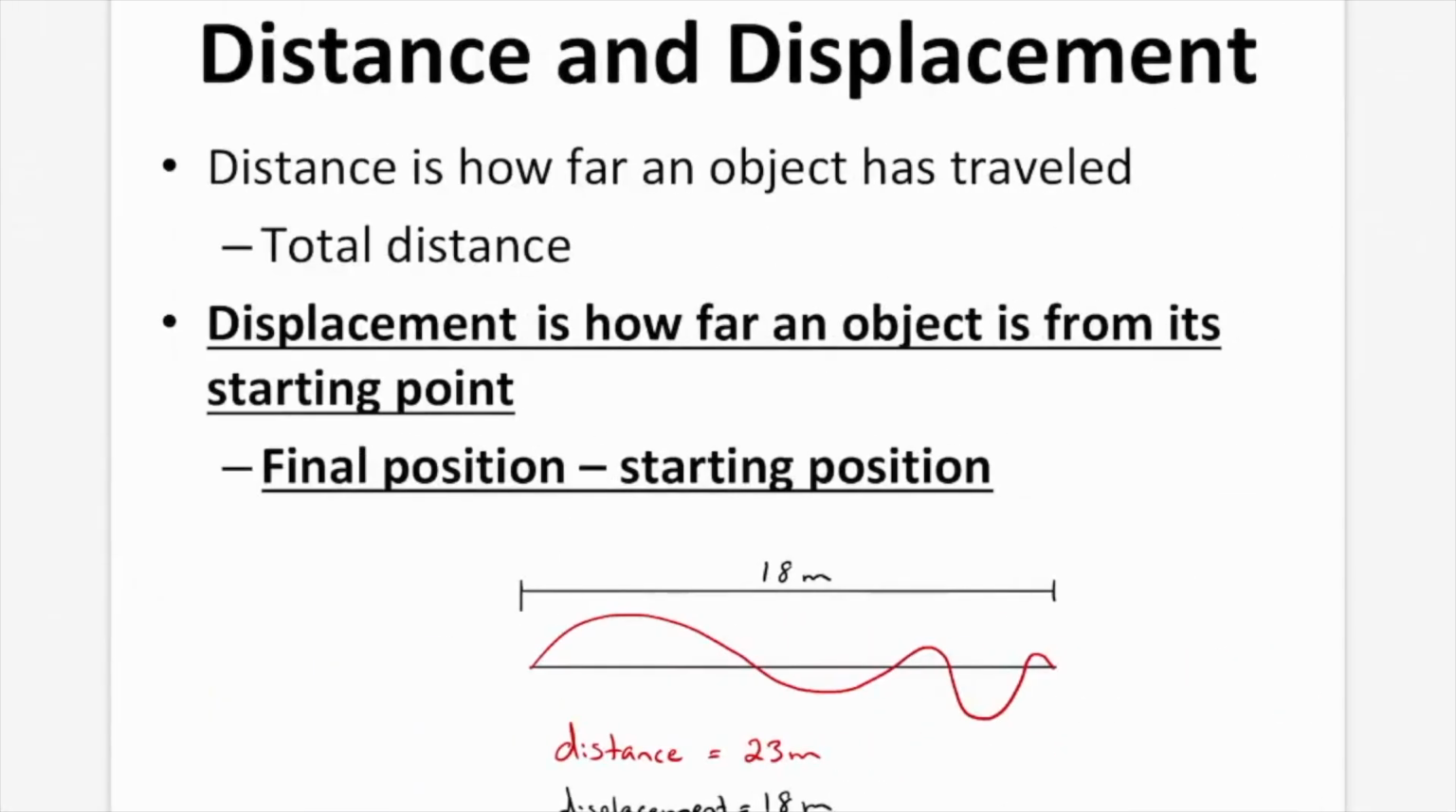Distance and displacement. Distance is how far an object has traveled. This is the total distance. Displacement is how far an object is from its starting point, final minus initial. So in the diagram below, the distance would be shown in red, right? Distance. And the displacement would be shown in black. That's going to be our straight line. So our straight line, final minus initial position.